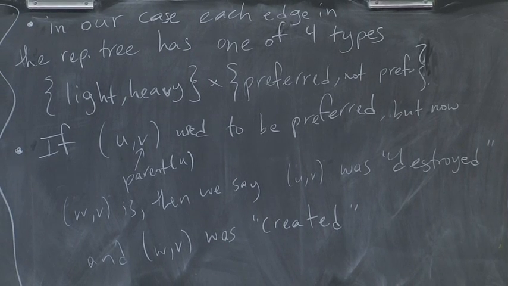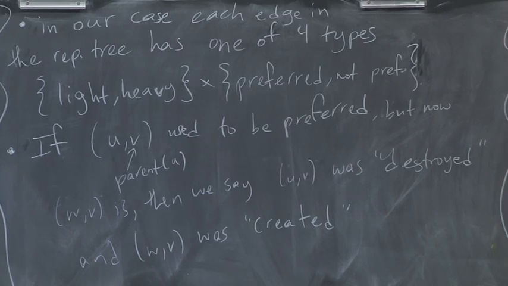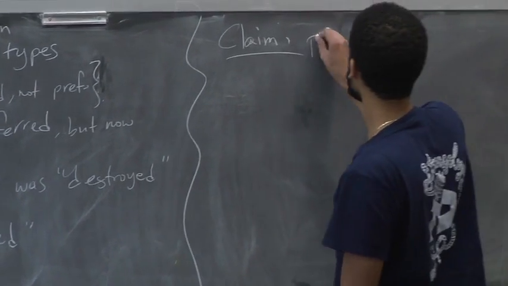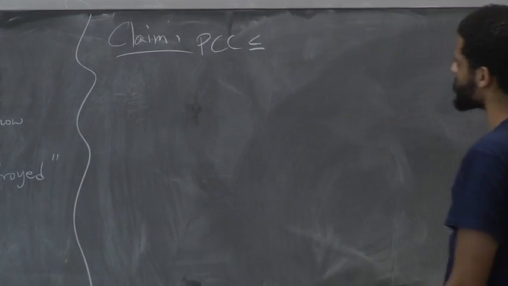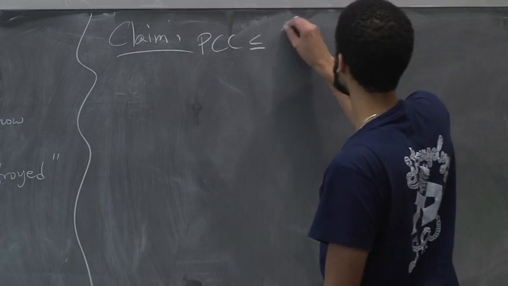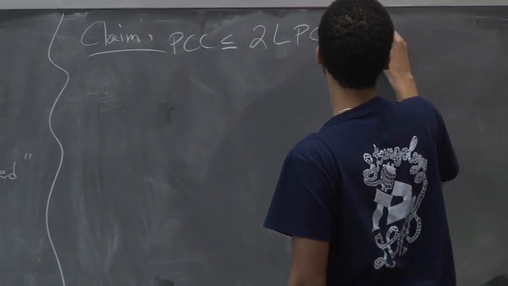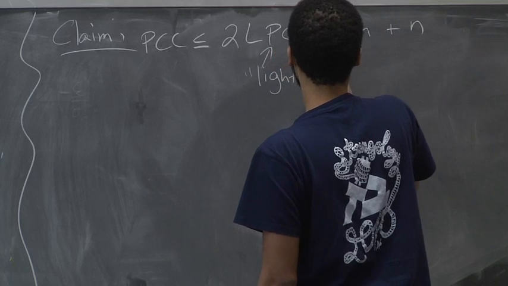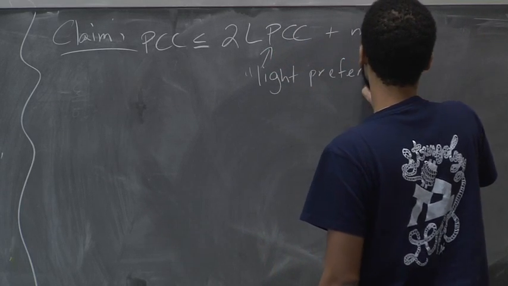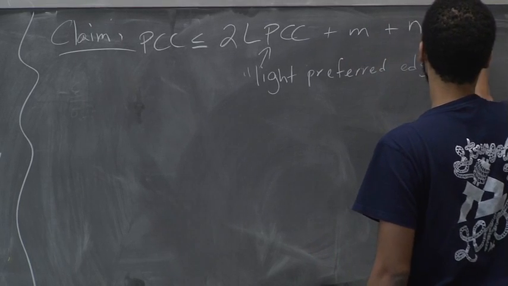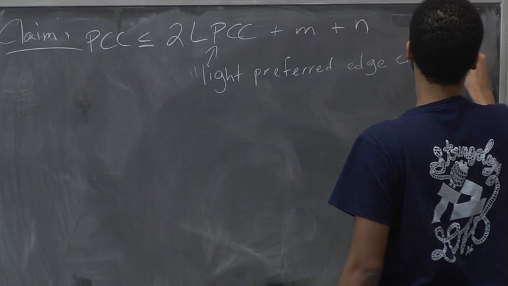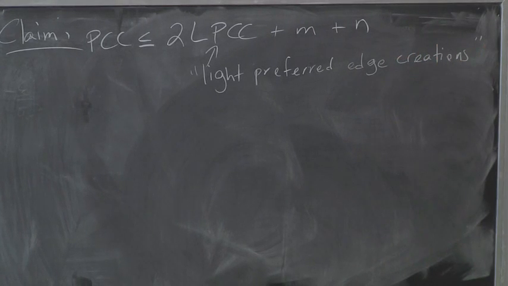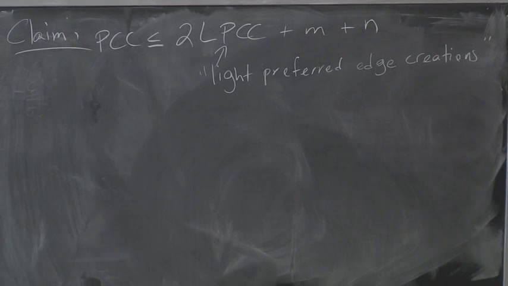So the first thing is, we want to bound PCC. So the claim is that PCC is at most, I'll define these, 2 LPCC plus M plus N, where this is light preferred edge creations. Okay. So I want to show you that this is true, and then we just need to bound this.